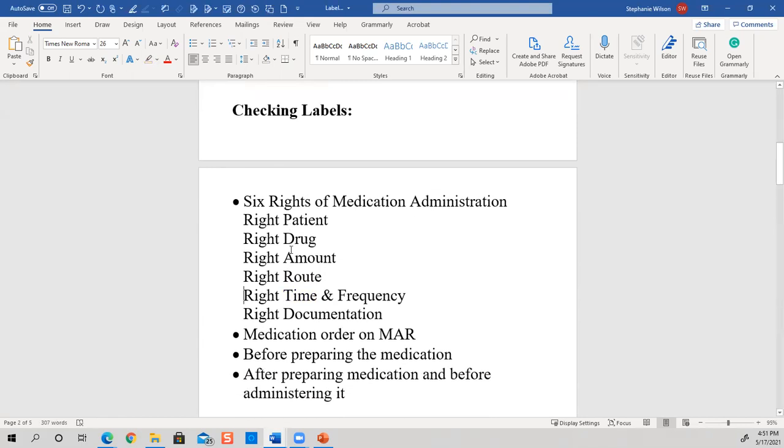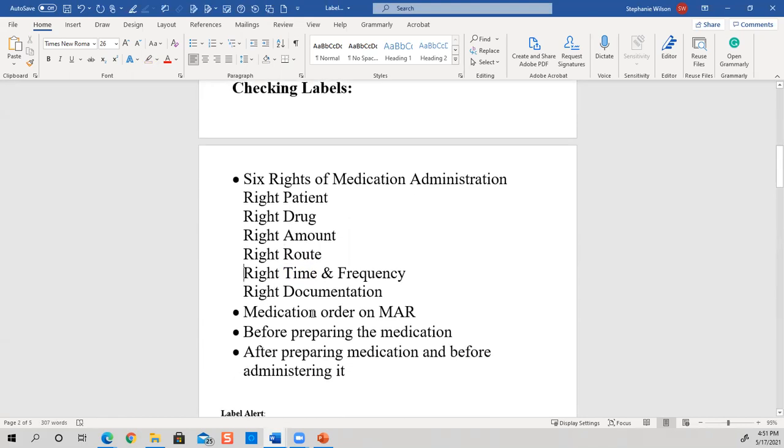The 6 rights. Also, we have the medication order on the MAR. So you want to definitely take the medication that you got from the supply closet, the pharmacy, or whoever, and compare it to the MAR. You want to make sure you're giving the right person the right drug, the right amount at the right time. Before preparing the medication, always double check it. After preparing the medication and before administering, you still want to double check it, because this could cost someone their life.